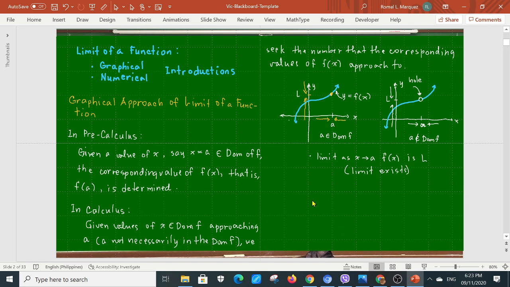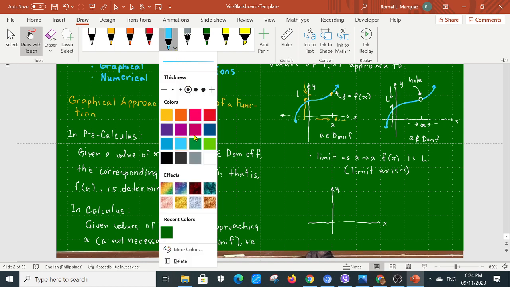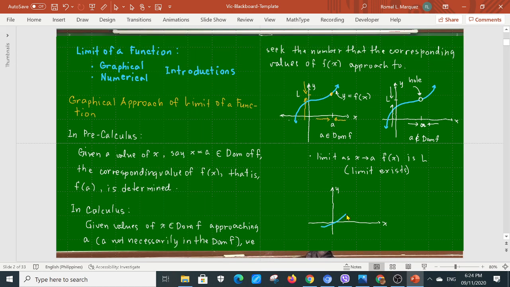Like for instance, if my behavior is like this, I'll just draw it freehand, because if I use a ruler, it will take much of our time. So it's all right even if it's not really straight. So let's now have this graph. Let's say I have this graph. It goes there. And then I have also a graph like this.